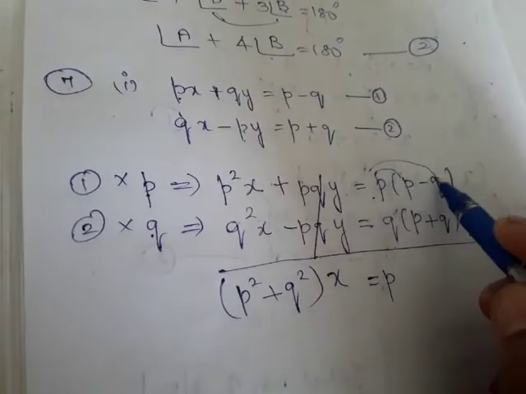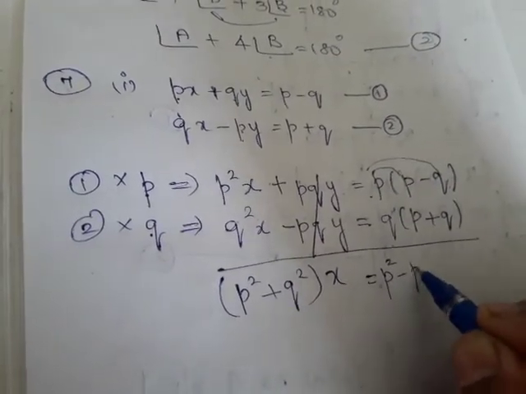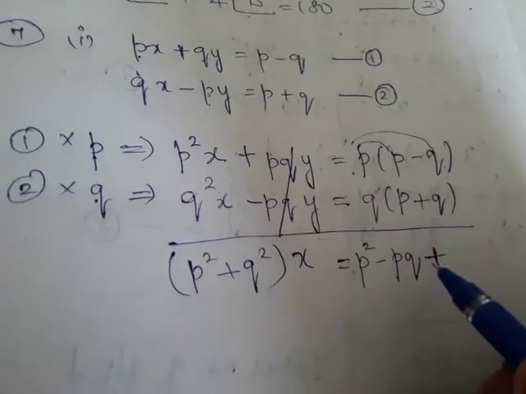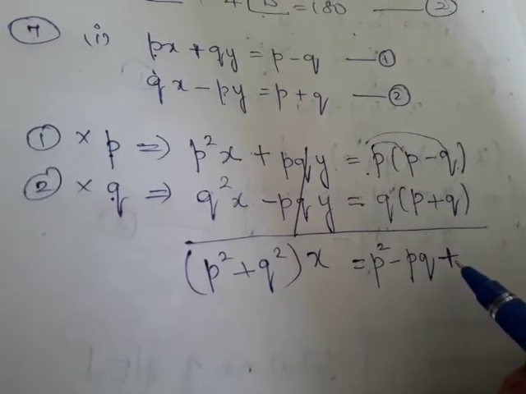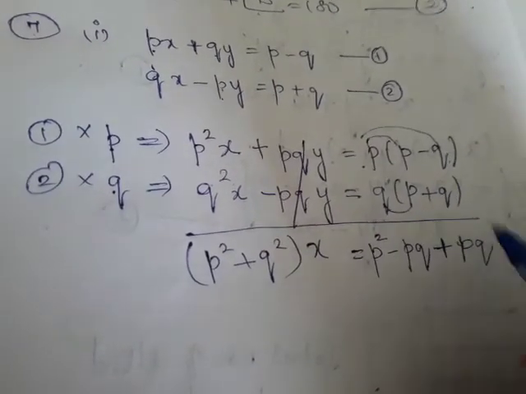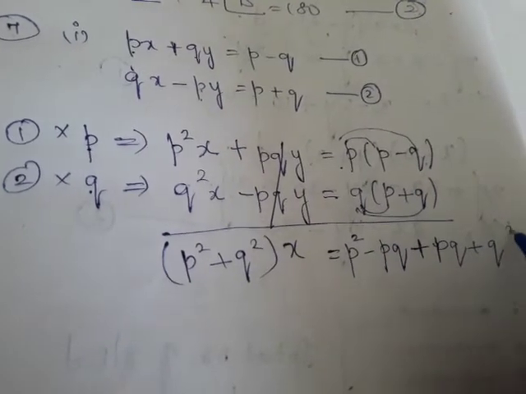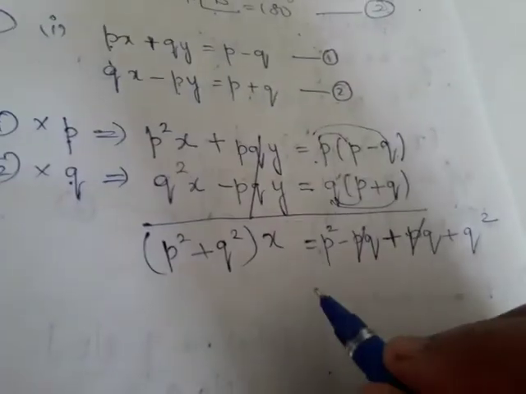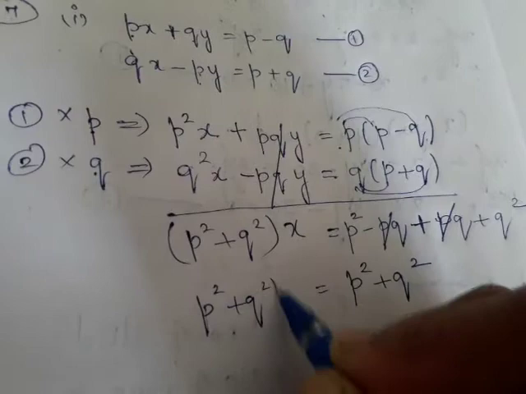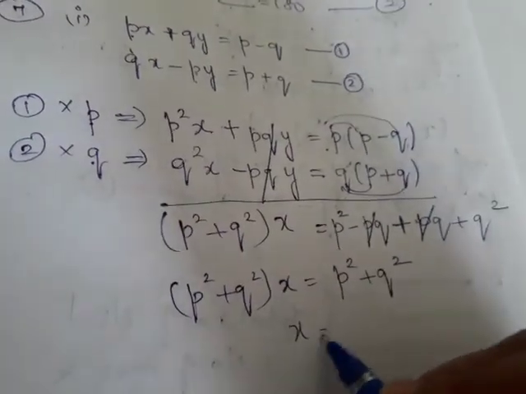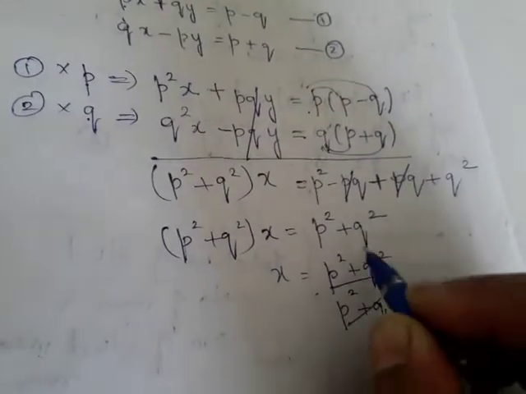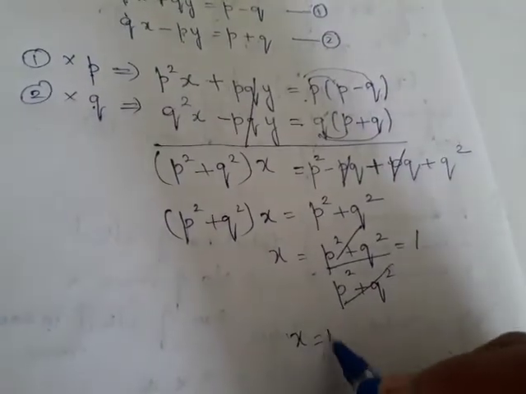I have written p square plus q square x, which is equal to, I am going to multiply term by term. P into p square minus pq plus, since this is plus, I am not going to put brackets here. If this is going to be minus, you have to put brackets, then only you won't make any mistake, right? Multiply q into p, pq or qp plus q into q, q square. So plus pq minus pq will get cancelled. So we got p square plus q square into x. Therefore the value of x is p square plus q square divided by p square plus q square. Both will get cancelled. So the value of x is 1.